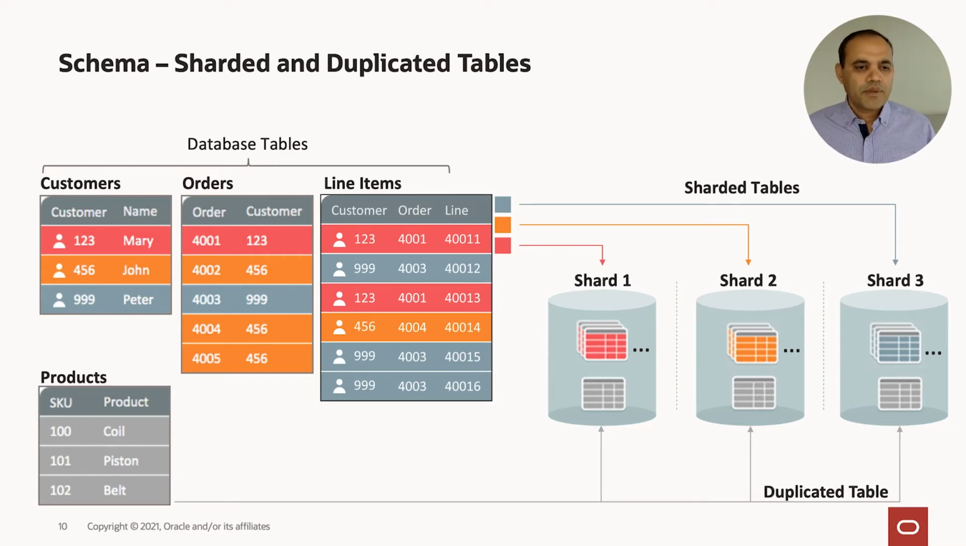Now, let's say we also have data which is not specific to any customer and does not need sharding. A good example could be something like a product catalog, a set of products which any customer could potentially buy. Such data we call duplicated table data or reference table data, and this data is copied on all shards. So we make a copy of this data and make it available on every shard. Now I can run queries against sharded tables and duplicated tables and do joins across them. So for example, if I want to find all the products which Mary bought, that query can be satisfied on shard number 1.